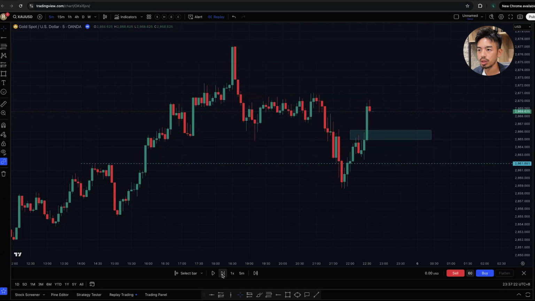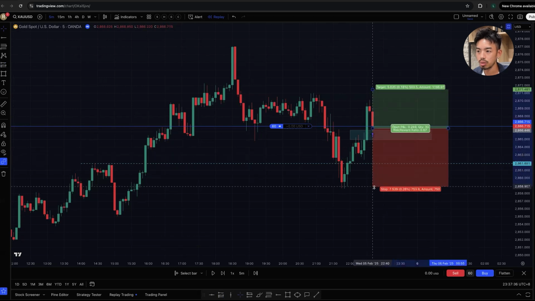Let's move forward here. Okay, so we do get a pullback. Let's say we hit the buys right there. And essentially what you want to do is put your stops below the recent low and then try to take it up to the recent high.